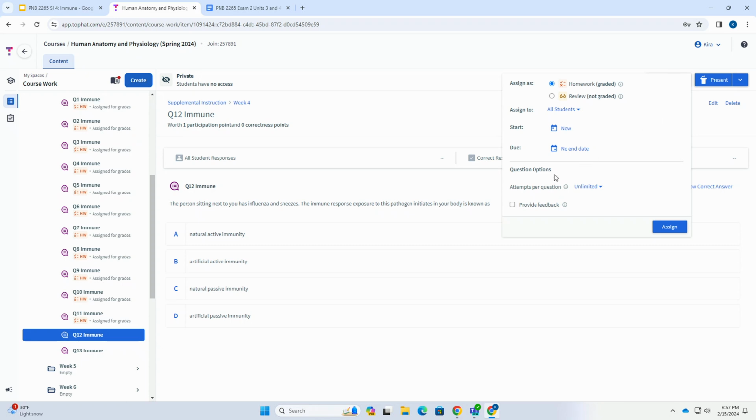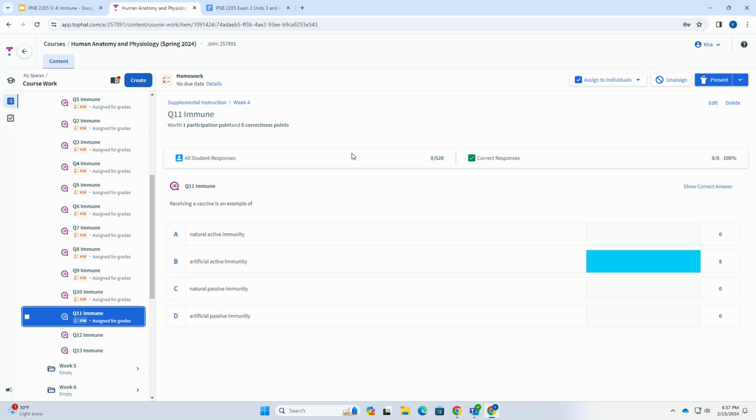What artificial passive immunity do you get? What would be an example of an artificial passive? Artificial. The baby is natural. Artificial passive. Giving someone immunoglobulins. Yeah. So that would be giving someone antibodies, like in a hospital.